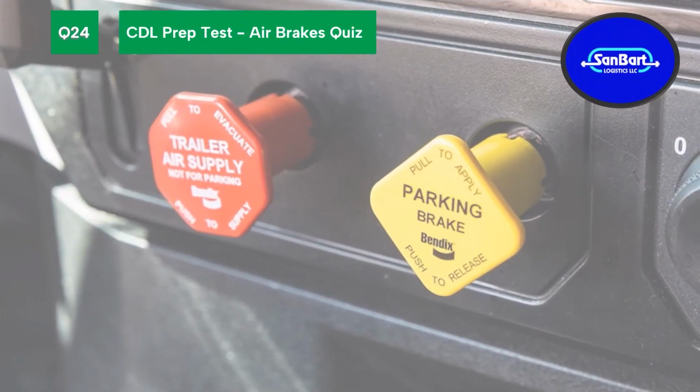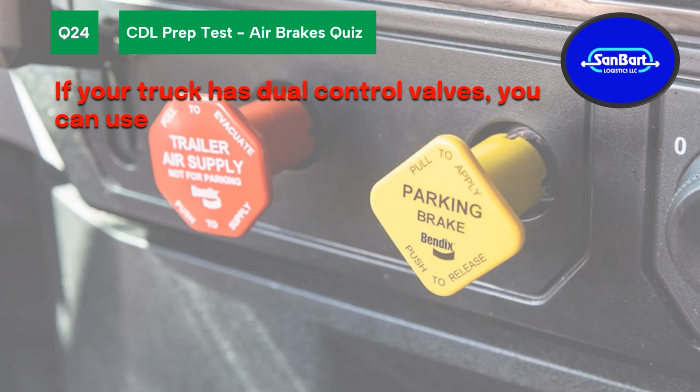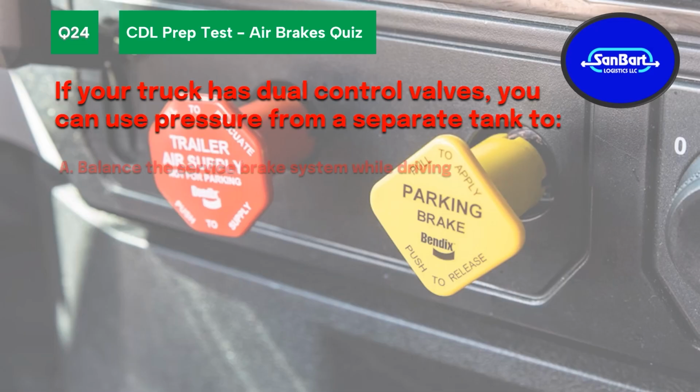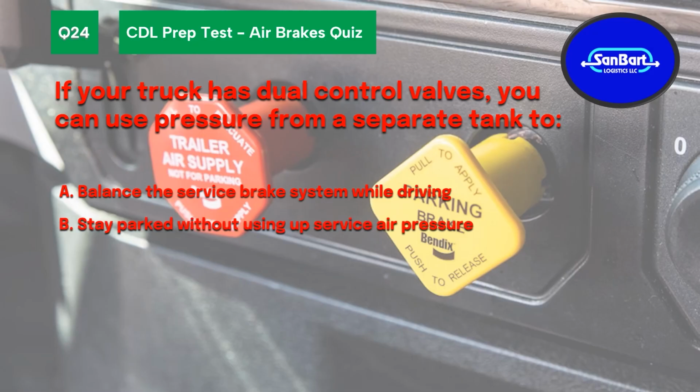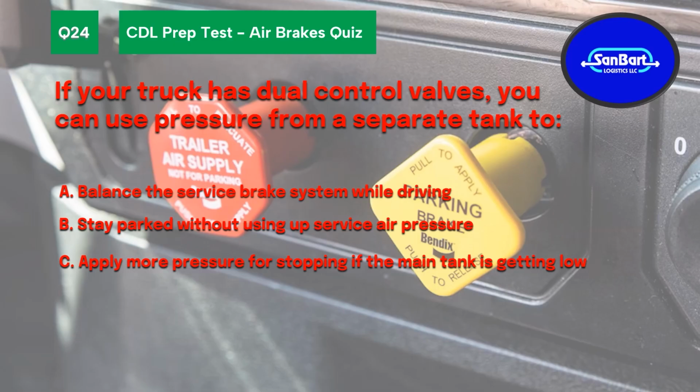Question 24. If your truck has dual control valves, you can use pressure from a separate tank to: A. Balance the service brake system while driving. B. Stay parked without using up service air pressure. C. Apply more pressure for stopping if the main tank is getting low. D. Release emergency brakes to move short distances. The correct answer is D. Release emergency brakes to move short distances.